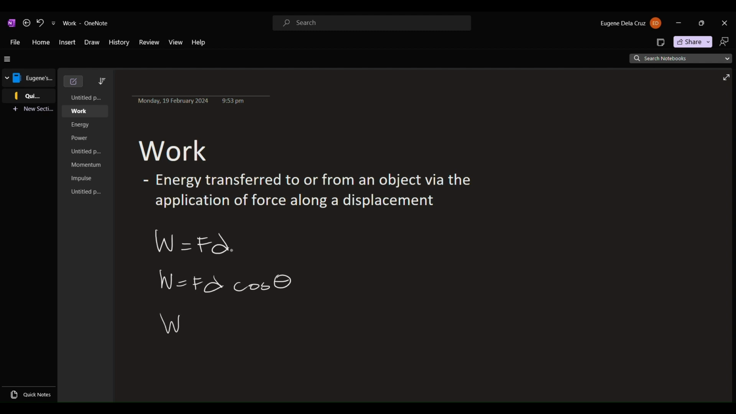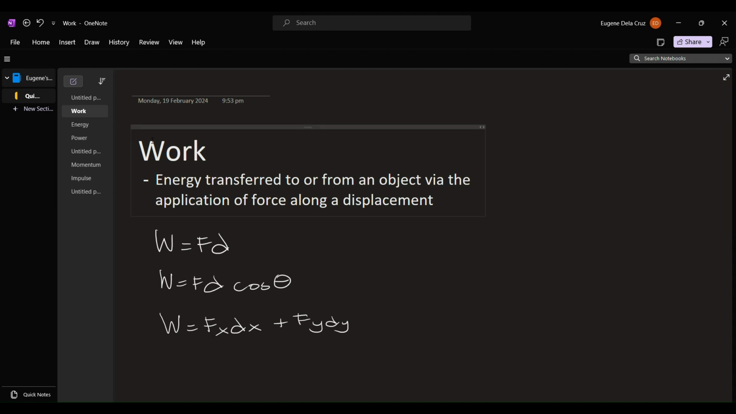Another formula that we can use is F sub x times D sub x plus F sub y times D sub y, where F sub x and D sub x are the force and displacement along the x-axis, and F sub y and D sub y are the force and displacement along the y-axis. So we can use this formula if we are given the x-coordinates or the y-coordinates of a force or a work.